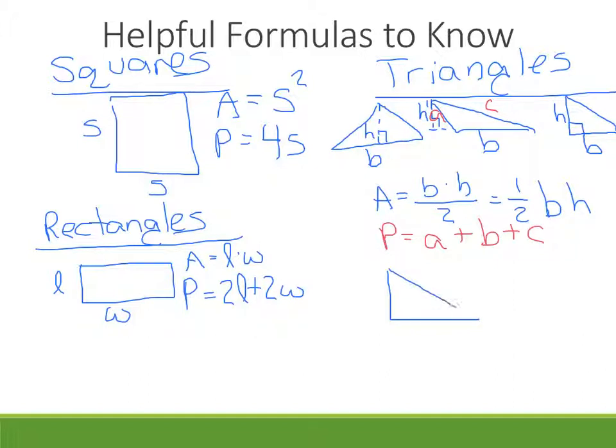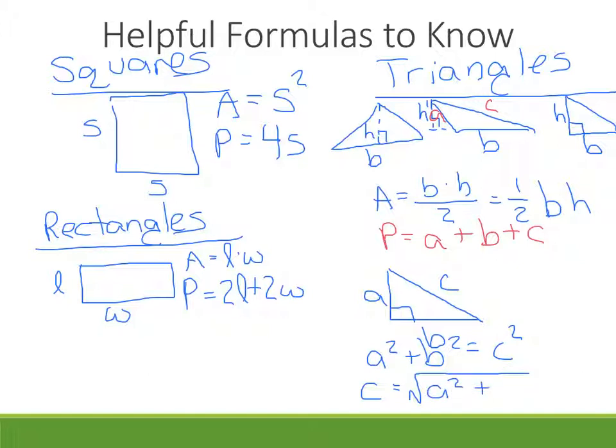This is also a really important formula for right triangles. This is called the Pythagorean theorem, and we use this to find side lengths of right triangles. The Pythagorean theorem states that a squared plus b squared is going to equal the side length of the hypotenuse, c squared. You may have seen this like this as well: c equals the square root of a squared plus b squared. And remember, we use the Pythagorean theorem for finding unknown sides of a right triangle.